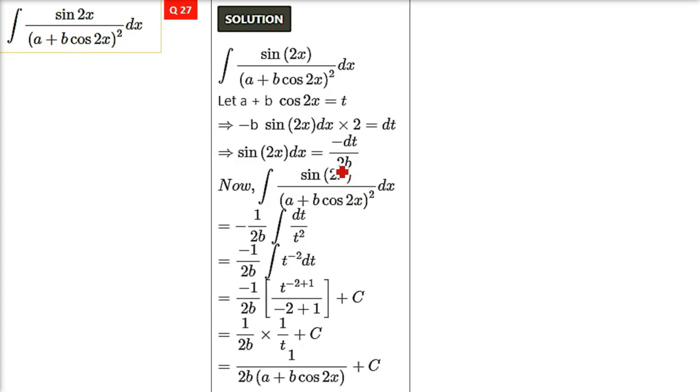So this is the question I was talking about. Please don't make cos 2x equal to t. You can take a plus b cos 2x directly as t, then you'll get all the other things.